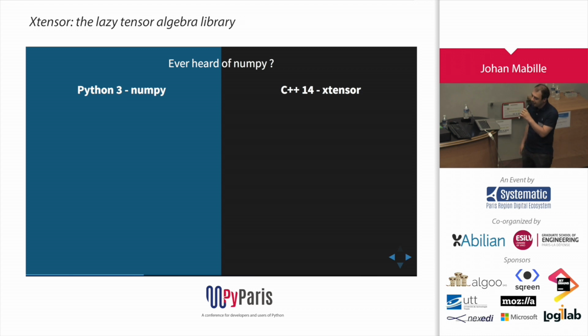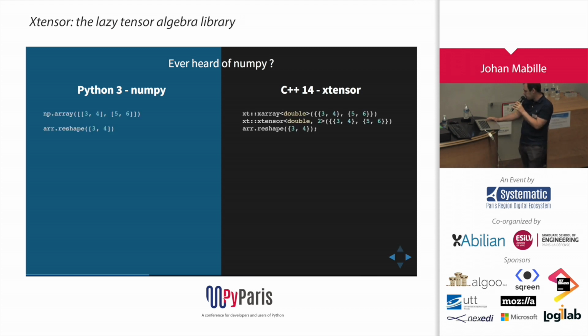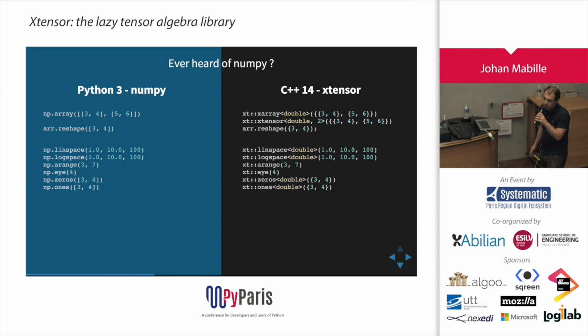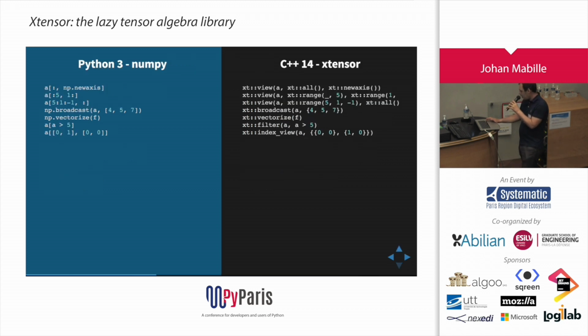So, as I said before, the API of xtensor should be really close to NumPy. So here is a non-exhaustive list just to show how it looks. We can, of course, instantiate and reshape arrays. We provide building functions, just like NumPy, so linspace, logspace, and so on. We provide views. The syntax is a little bit different from the one of NumPy because of constraints we have on C++ operators, but the semantics are really the same.